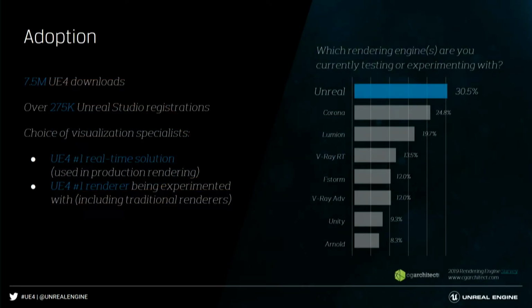And no surprise, we've seen a lot of adoption. Over 275,000 people have registered for Unreal Studio in the year that we've made it available. And CG Architect just recently released their results for their rendering survey. You can see that we're the #1 choice when it comes to real time by a wide margin. And we're also the #1 choice when people are looking at the future as to what they will be applying. Now, this was a survey of architect visualization specialists.